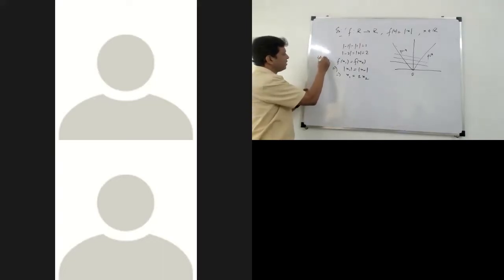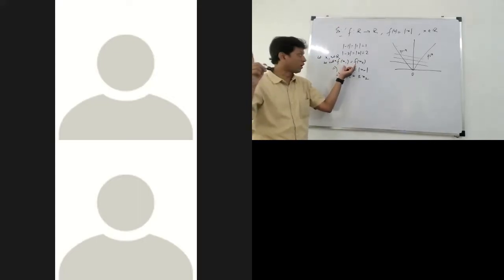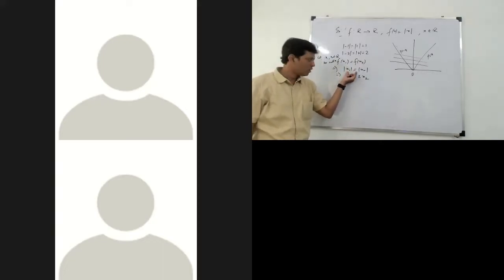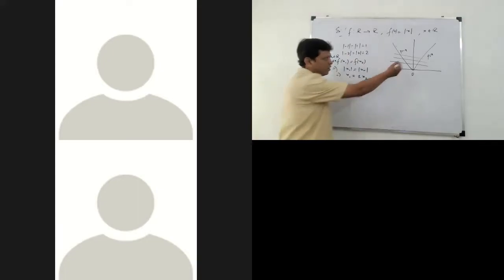Let x1, x2 belong to R be such that f(x1) equals f(x2). This is your assumption. From here, you have |x1| equal to |x2|. So if you remove the mod, you get plus minus, so you have two values. You see here also.